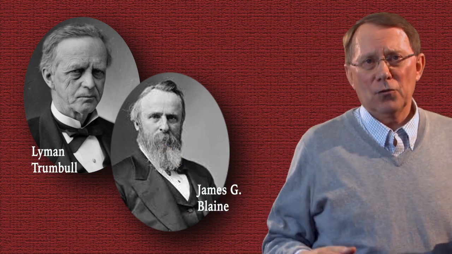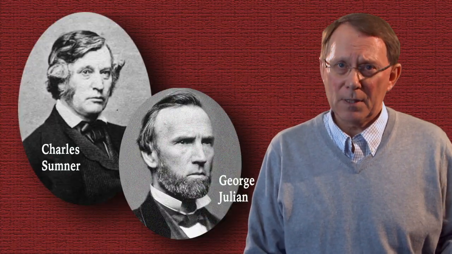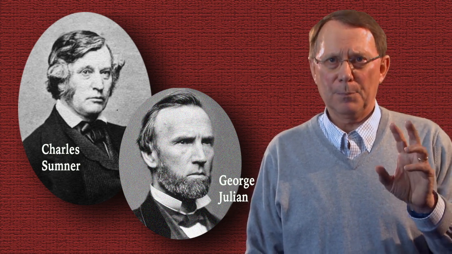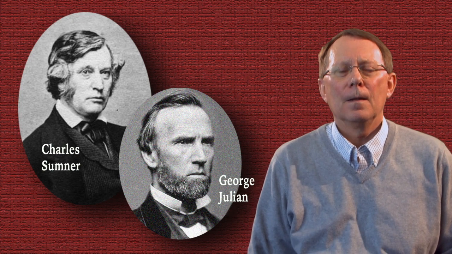Some more moderate Republicans, like Lyman Trumbull from the Senate and James G. Blaine from the House, wanted to leave Southern governments in place, but add federal protections for the rights of freedmen. Other Republicans, like Charles Sumner in the Senate and George Julian in the House, demanded black suffrage as a part of Reconstruction. Johnson was unwilling to compromise. The fight between the president and Congress was on, and it would eventually lead to Johnson's impeachment 2.5 years later.